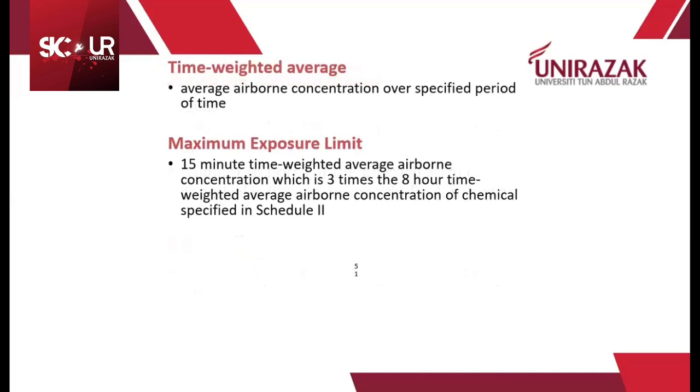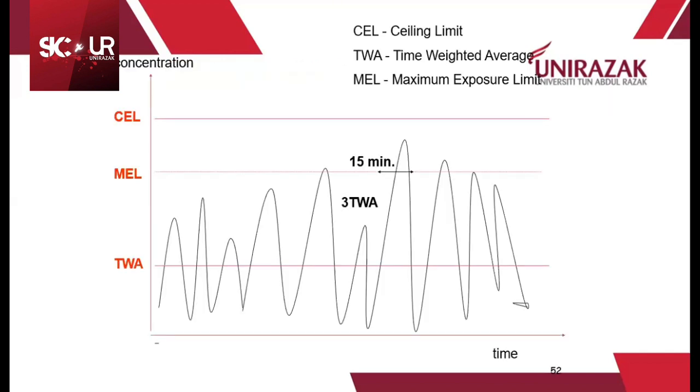Time weighted average, TWA, is the average airborne concentration over a specific period of time. Maximum exposure limit is the 15-minute time weighted average airborne concentration, which is 3 times the 8-hour time weighted average airborne concentration of the chemical specified in Schedule 2.